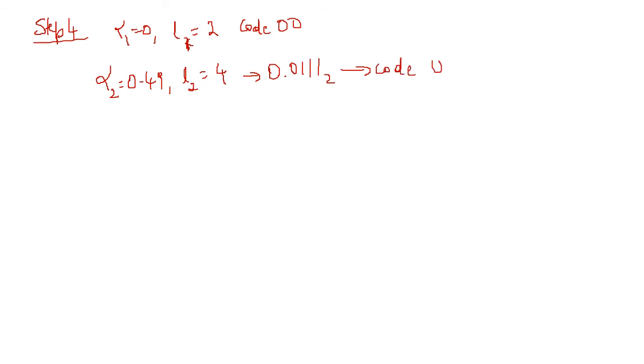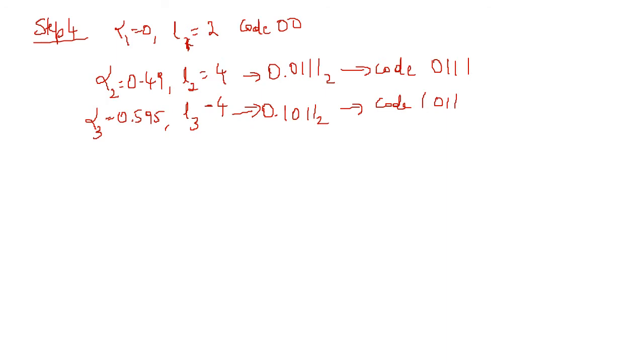So, code will be 0111. Next, alpha 3 is 0.595 and we have got L3 is also equal to 4. Convert it into equivalent binary form, you are going to get it as 0.1001 in binary. Therefore, we can write the code as 1001.